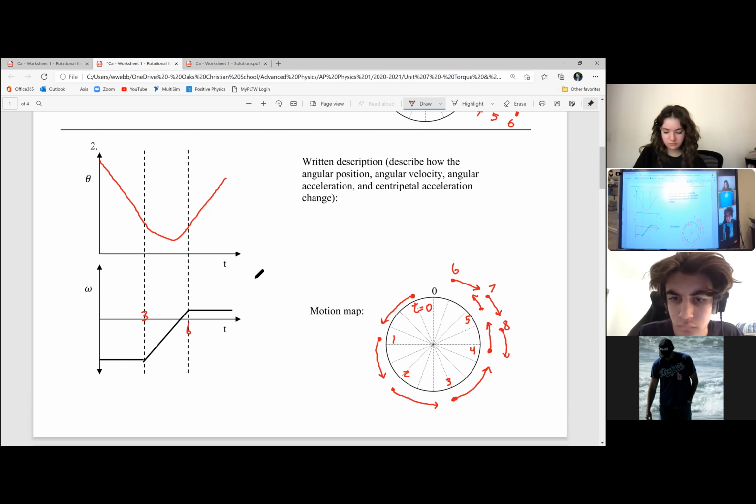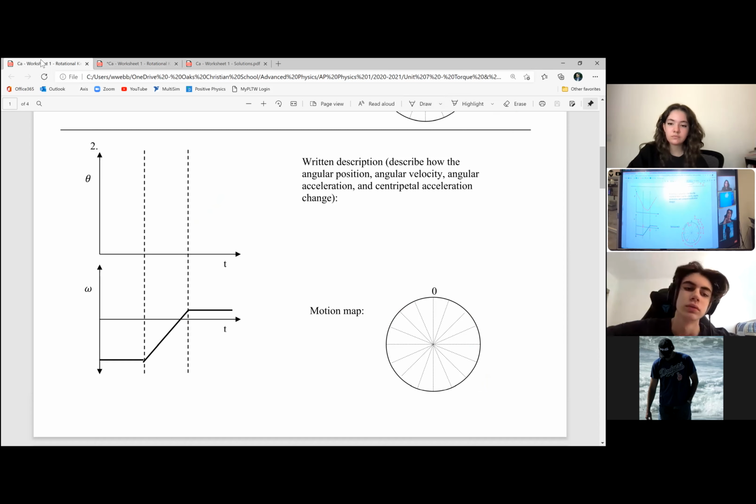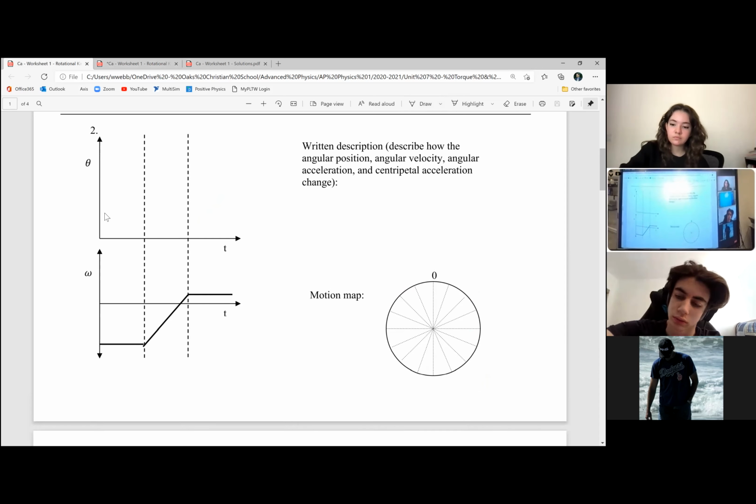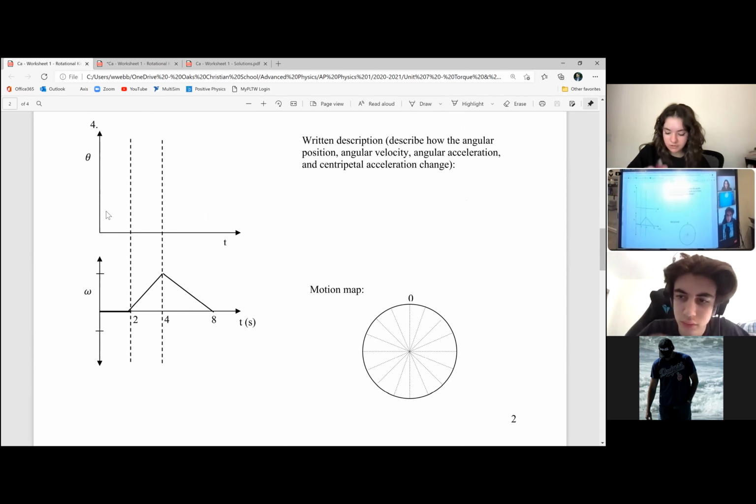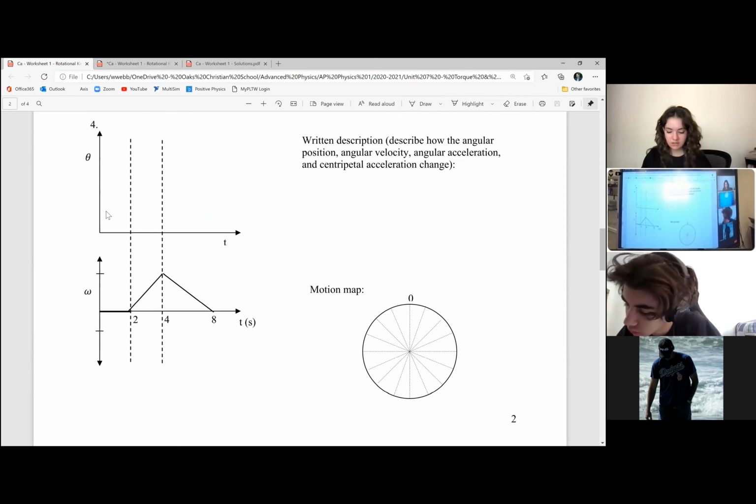All right, let's look at number 4 then. Sally, could you tell us what was your written description for number 4? So it starts at rest for 2 seconds, and then it starts rotating clockwise and accelerating in the positive direction, and then it starts accelerating in the negative direction and still rotating clockwise.